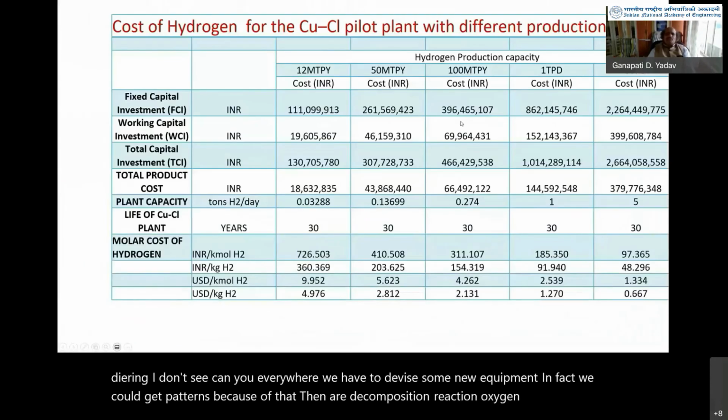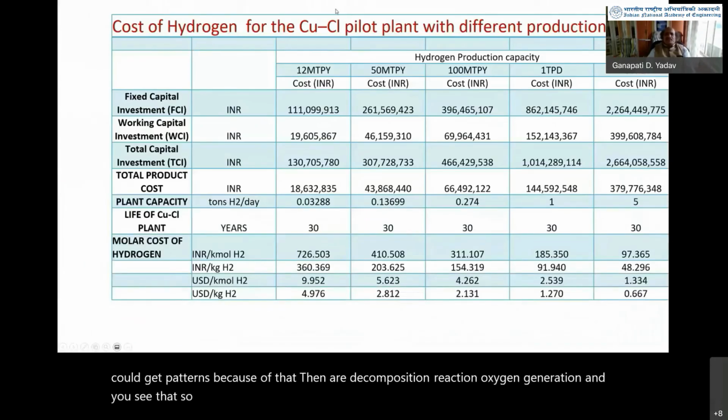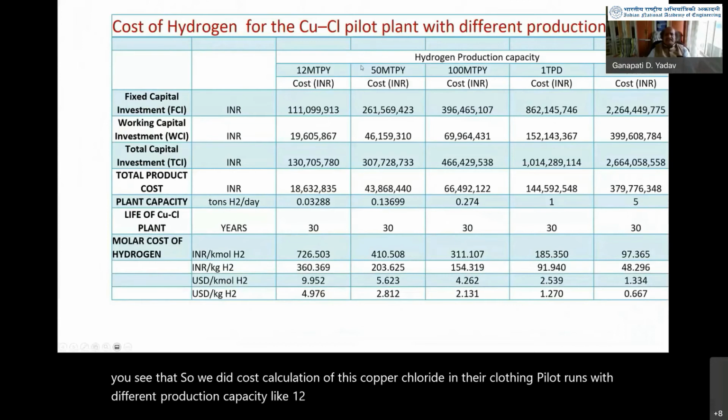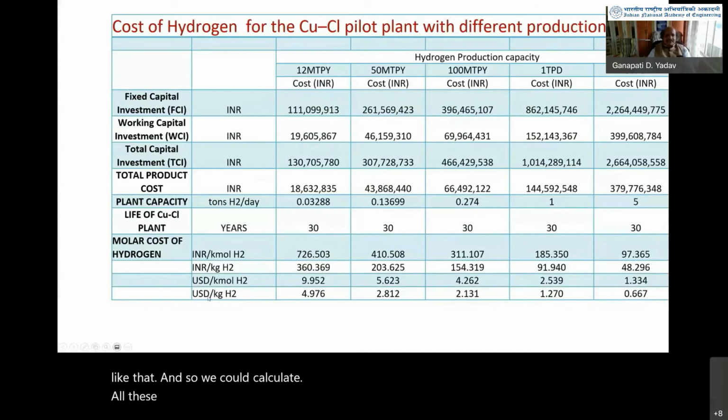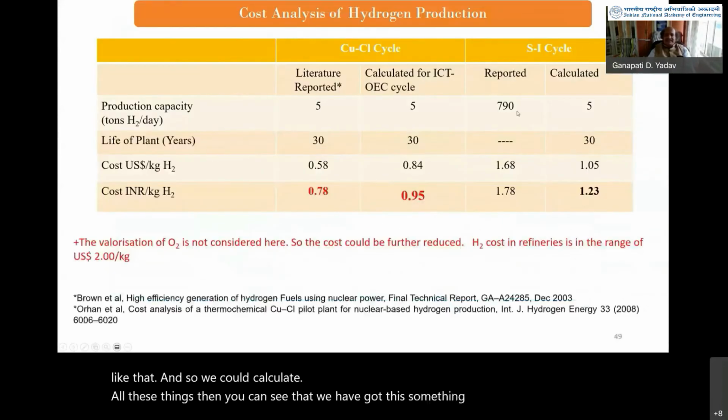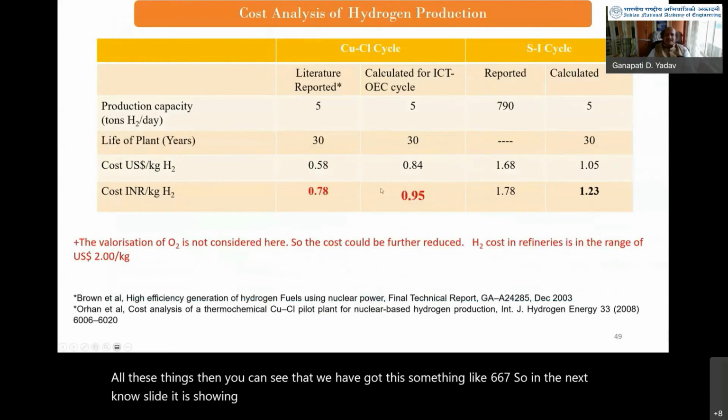And you see that we did cost calculation of this copper chlorine pilot plant with different production capacities, like 12, 50, 100 metric tons per day, and something like that. And so we could calculate all these things, and you can see that we have got something like 0.667. In the next slide, it is showing that the actual calculated cost is about 0.95 USD, and for sulfur iodine, which we calculated based on our method, it is about 1.78.